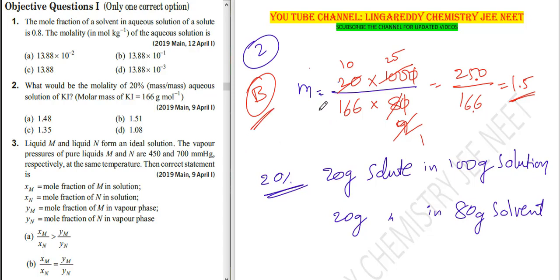Very simple. I directly wrote the molality formula and substituted the given values. The thing is, here the value was given in percentage. This percentage, you have to understand. 20% means 20 gram of solute present in 80 gram of solvent.